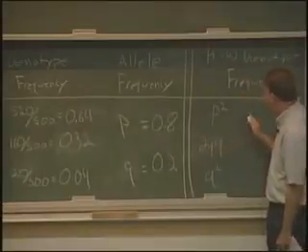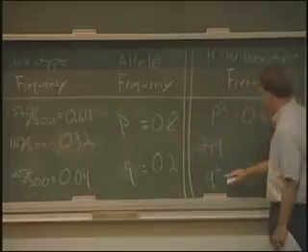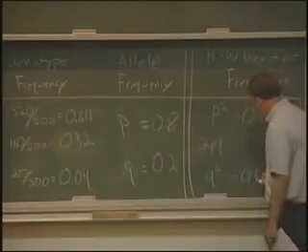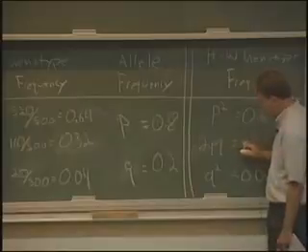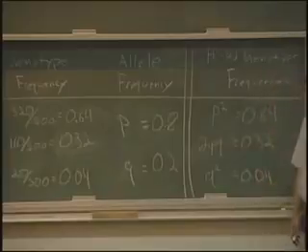So the Hardy-Weinberg frequencies are predicted to be 0.8 times 0.8, which is 0.64. 0.2 times 0.2, which is 0.04. And 0.8 times 0.2, that's 0.16, times 2 is 0.32. These are the Hardy-Weinberg expected frequencies for those 3 genotypes.